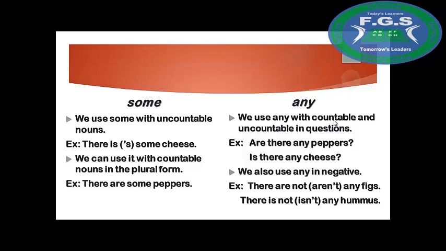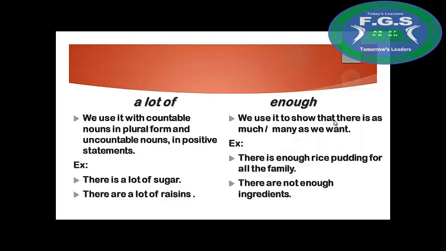As you notice in this example, we use uncountable nouns after any. So we have to say there isn't any hummus. There isn't any pasta. There isn't any rice. There isn't any meat. There isn't any water. You understand? You got it?